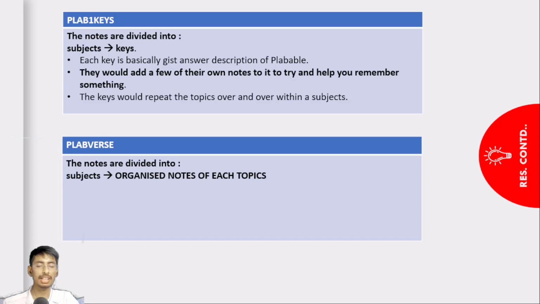And the last resource that I'm going to talk about is Plabverse. This Plabverse is basically organized notes, and in each subject you'll have organized notes for each topic. And yeah.